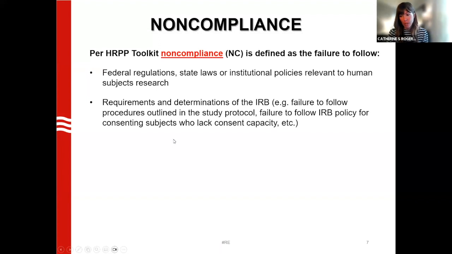Anytime you do something that you were not approved to do, or that is not consistent with the regulations, or you don't do something that you were supposed to be doing, or that's required under the regulations, that would be considered potential noncompliance, and you should consider whether it needs to be reported to the IRB or not.